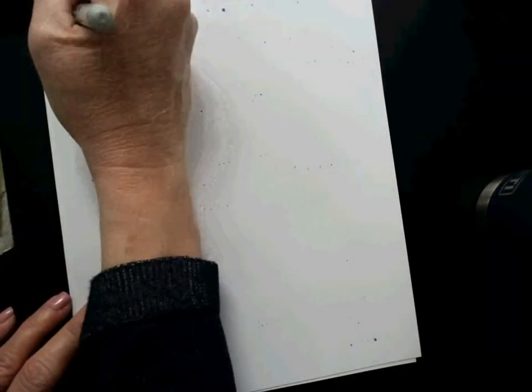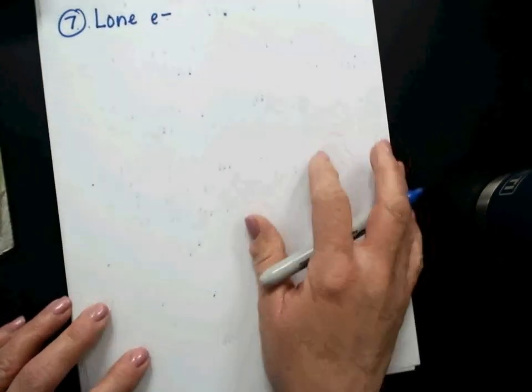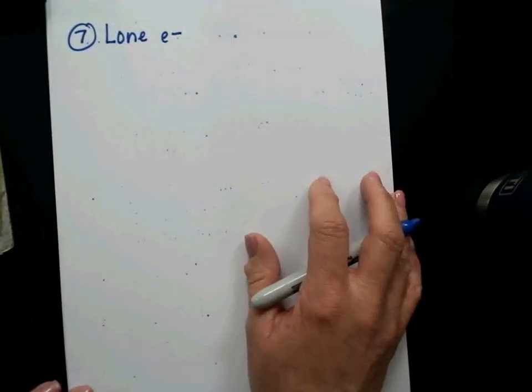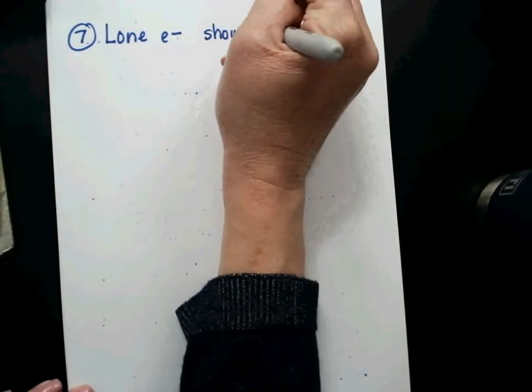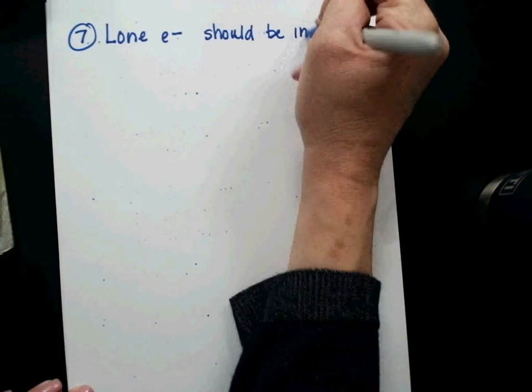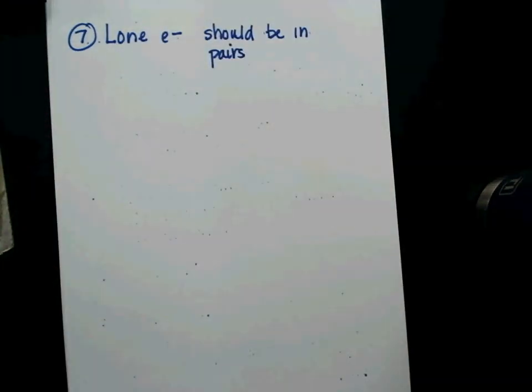Number 7, something to remember. Lone electrons should be in pairs.